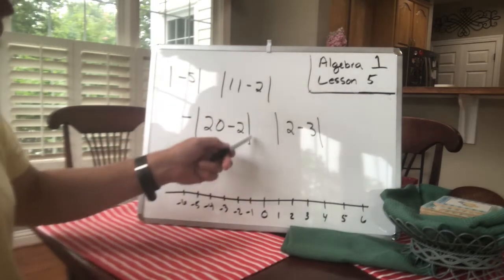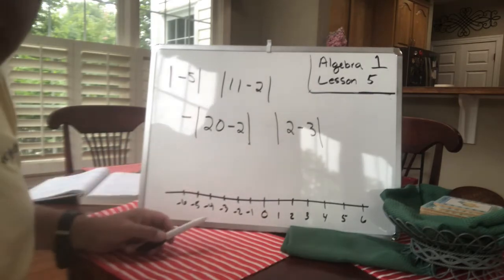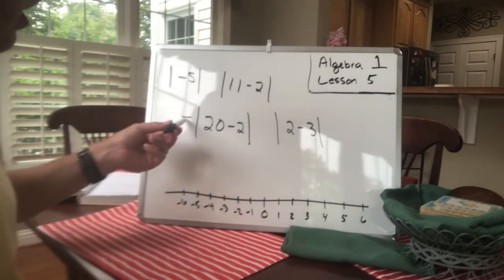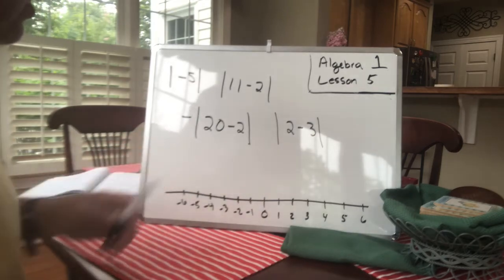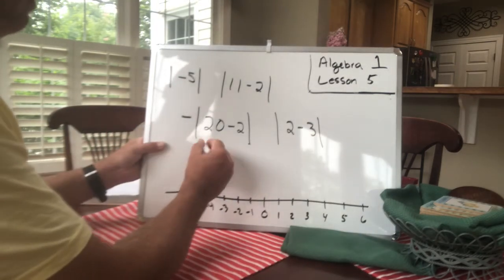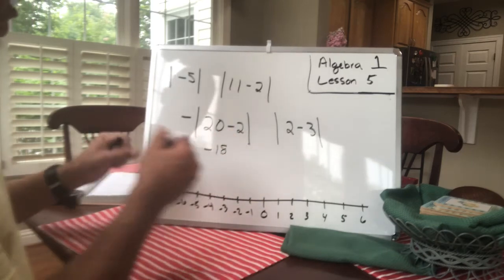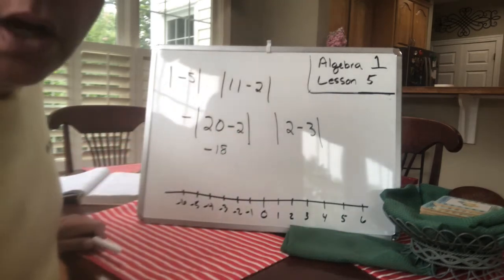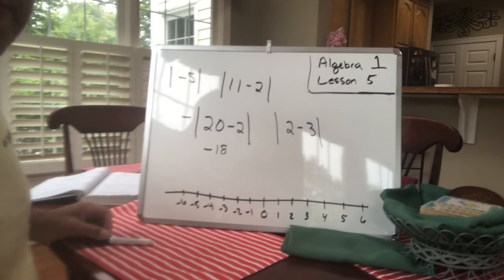That's inside the lines. The answer inside the lines is +18. However, there is a negative sign on the outside of the lines. This answer would be, because of that, -18. Okay? That's the only thing you need to know about absolute value, is that anything inside the lines, positive or negative, comes out to be positive.